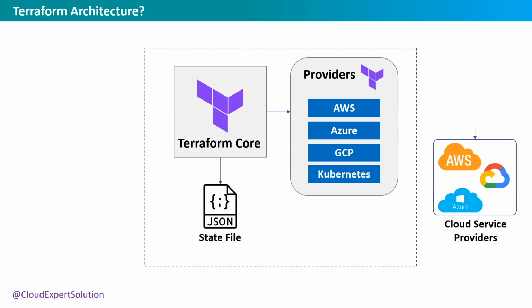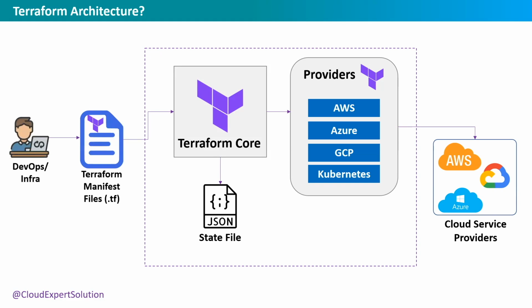The next part is, let's say you have the DevOps or infra team, and then they have a Terraform manifest file or the .tf file. We will explore the .tf file and the different components, but if you remember at the beginning, I showed you one .tf file where we have a script for a simple EC2 instance. Now, when a DevOps associate logs into the Terraform core or the Terraform CLI and executes that Terraform manifest file, then Terraform, with the help of the provider, will create that particular resource.